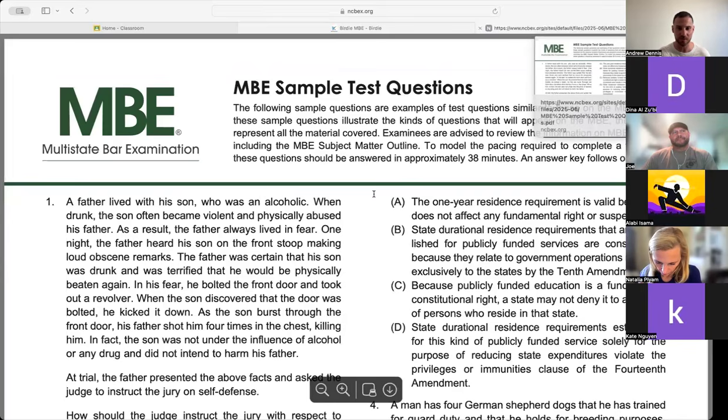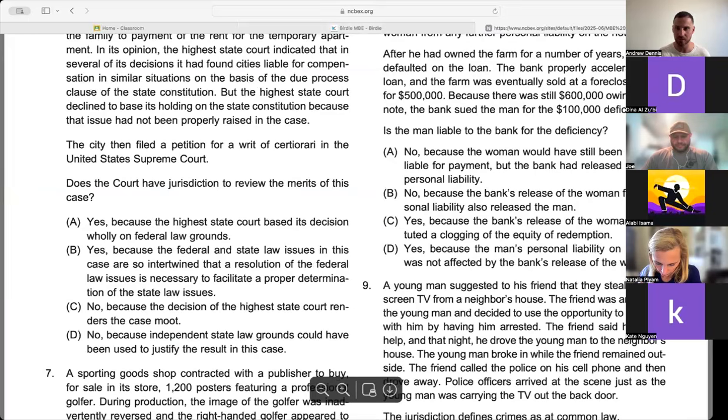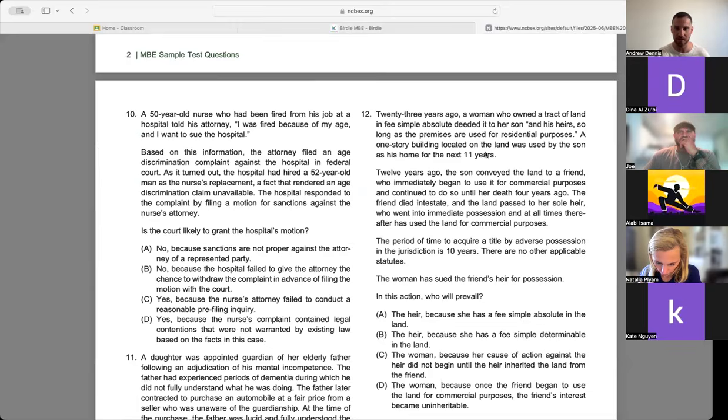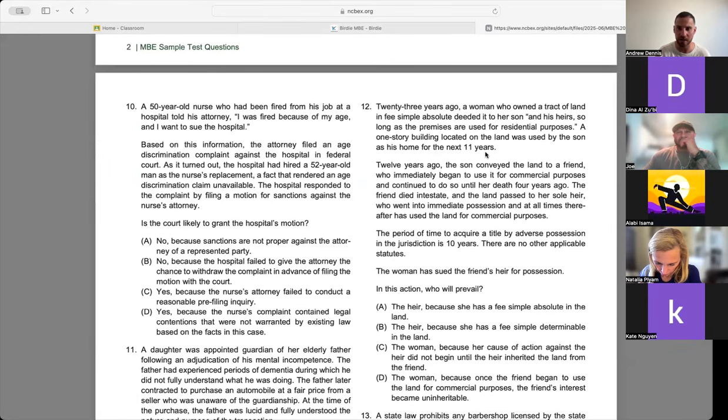Okay, and then you said number 12. Let's see what we got here. It's still a property question. 23 years ago, a woman who owned a tract of land in fee simple absolute deeded to her son and his heirs so long as the premises are used for residential purposes. So that is a fee simple determinable. It's going to have an automatic right of reversion if it's not used for those purposes. And it's the durational language, right? That's how you know it's a fee simple determinable, "so long as."